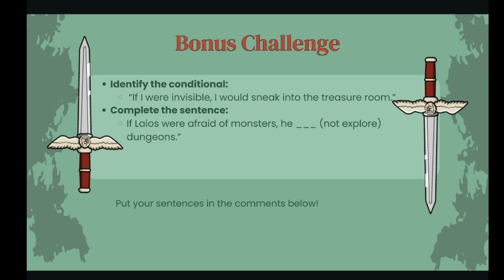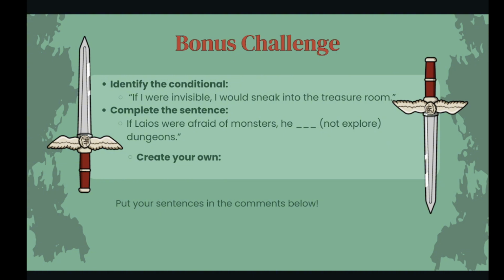Okay, and our third bonus challenge, which is a little bit tricky if you're still not used to second conditional, is create your own. Create a sentence using second conditional in any way you like. You can make it fun by using game references, or you can talk about your life. So you can put the sentences in the comments below and I will provide you feedback on your sentences.